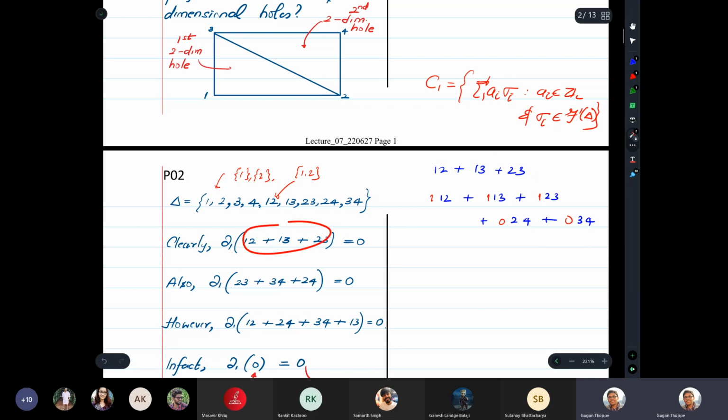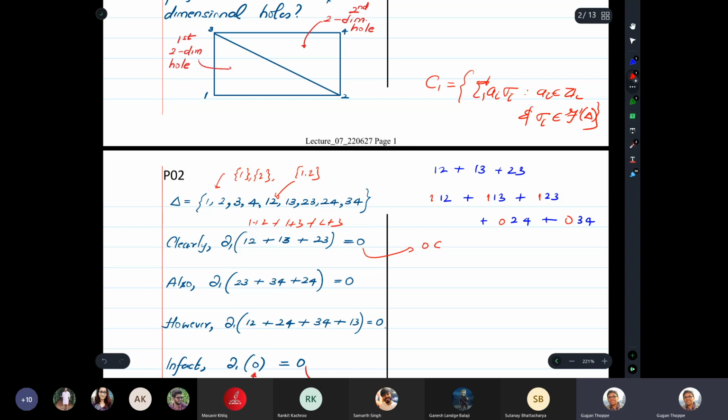So let's take this one chain and apply this del 1 operator. It is easy to see that if I apply this del 1 operator, I'll end up with 1 plus 2 plus 1 plus 3 plus 2 plus 3, and everything will cancel off, and I hope you agree that we will end up with this 0 over here. Again, I would like to emphasize what is this 0 over here.